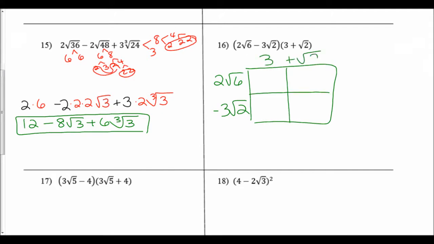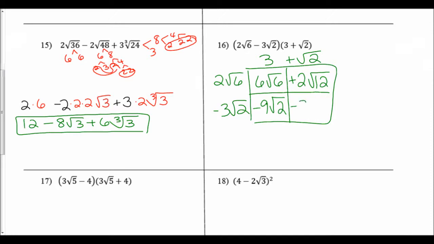And then I have my 3 plus the square root of 2. In my first box, 3 times 2 square roots of 6 is 6 on the outside and 6 on the inside. For my next one, it's going to be a plus because they're both positive. I have 2 on the outside, and I have 2 times 6 on the inside, which is 12 on the inside. Down here, I have a minus. I have 3 times 3 on the outside, which is 9, and I have a 2 on the inside.